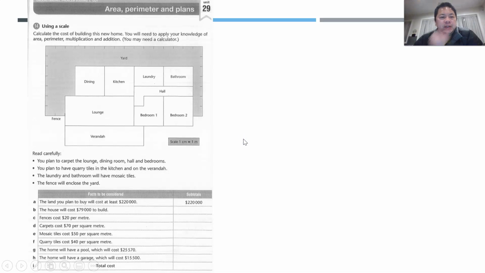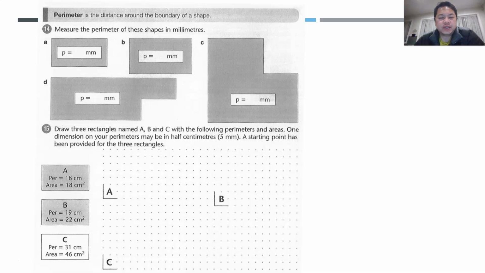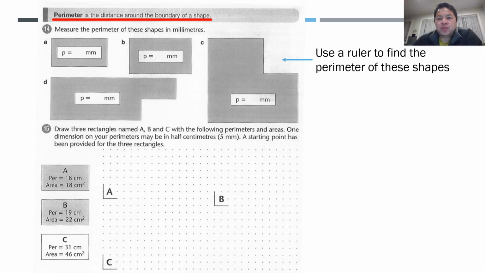The concept that we need to learn, a few things that you need to do. First, you're talking about perimeter. Perimeter is actually the distance around the boundary of a shape. For the first part, you need to use a ruler to measure the perimeter, and bear in mind you're supposed to leave them in the units of millimeters. Bear that in mind.